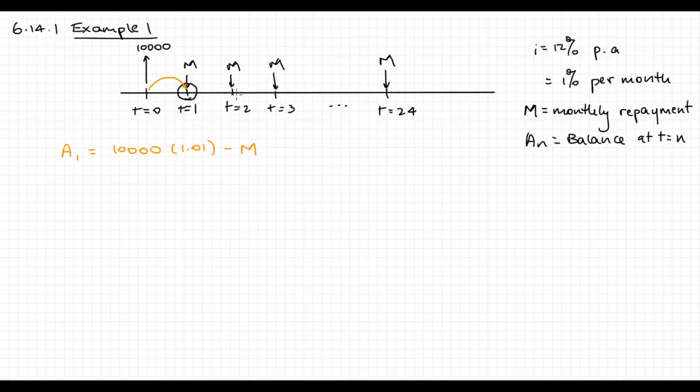If I check out how much money Jennifer is owing at the end of the second month, then A2 is equal to the amount of money that you owe at the end of the first month, which is A1.